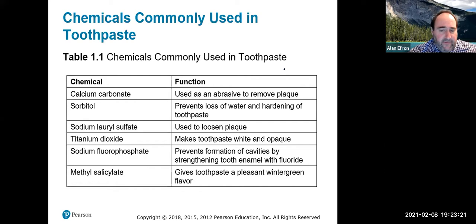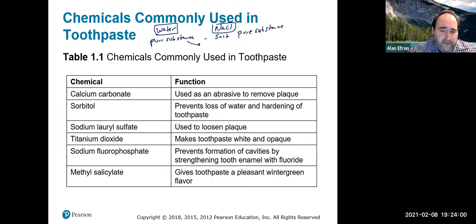And here again, it's a table from your book that talks about different chemicals that you find in toothpaste and their properties. You can see toothpaste is a mixture of a bunch of substances. So we could have pure substances. For example, water by itself is a pure substance. If you take something like sodium chloride, NaCl, a fancy way of saying salt, that's also a pure substance by itself.